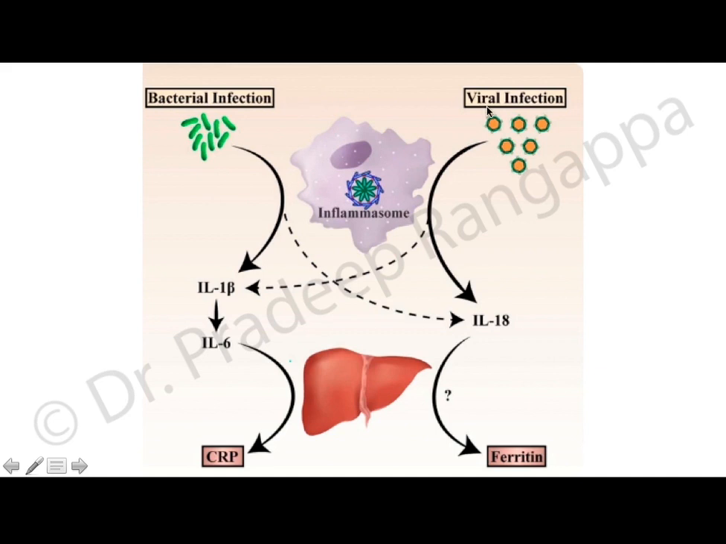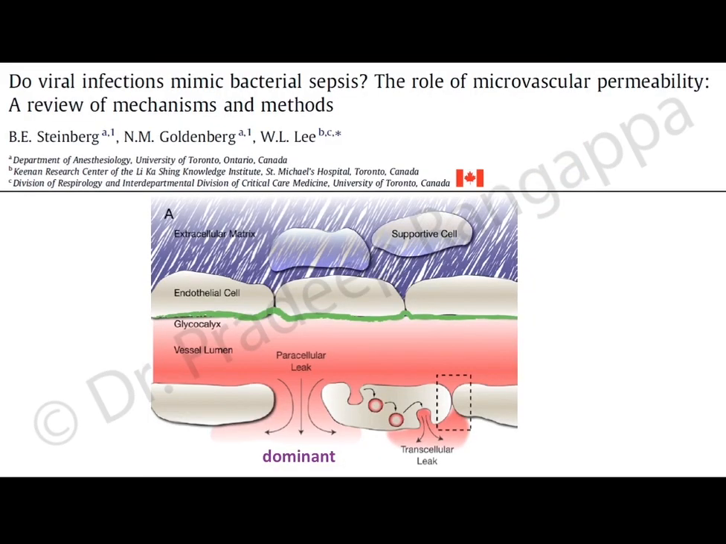But in viral infection, the mediator of inflammation is interleukin 18, which predominantly produces ferritin. What I wish to reiterate here is that in viral infections, ferritin seems to be a surrogate marker of a possible viral mode of infection, because in bacterial infection you don't see much of a ferritin rise, rather you would see a CRP rise. But in viral infection you will see more of a ferritin rise. I think that is one marker one could use as a surrogate for viral sepsis.